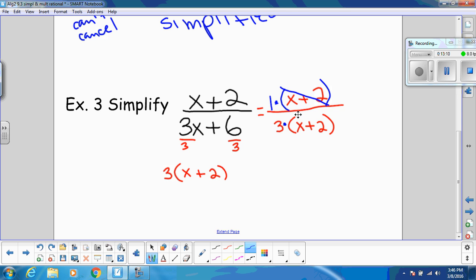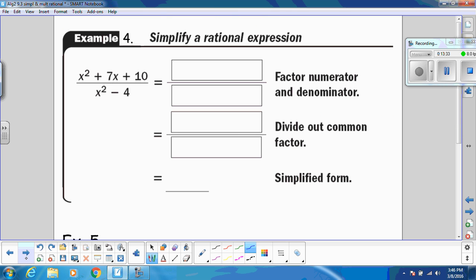So we can cancel the x plus 2's, and that leaves us with 1 in the numerator and 3 in the denominator. What's kind of nice about this example is this really complex looking rational expression reduces down to just this simple fraction of 1/3. That's our final answer. Okay, so let's look at some more examples.